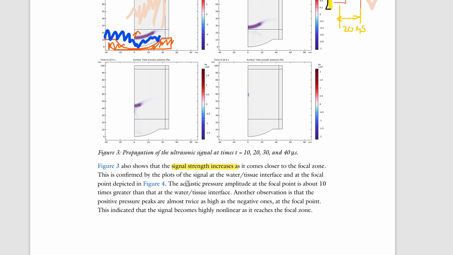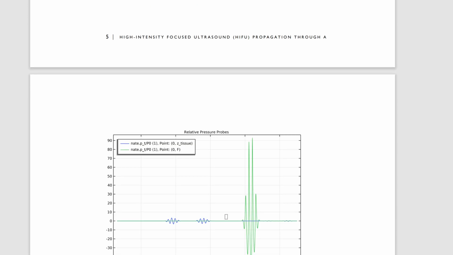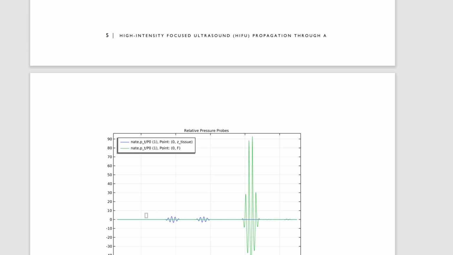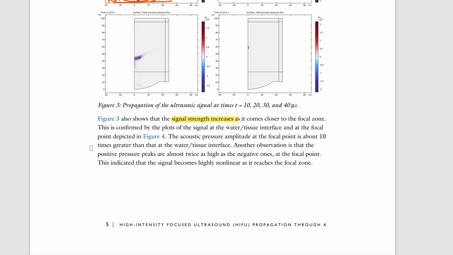The acoustic pressure amplitude at the focal point is about 10 times greater than that of the water tissue interface. Okay, hear this? Yeah, I can see that. We're at about, maybe like 3 or something here, 5, I don't know, less than 5, 4. We're at like 90 here, greater than 10 times. So it's about 10 times greater.